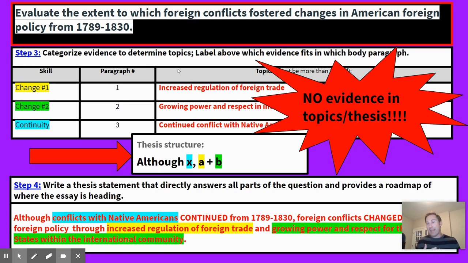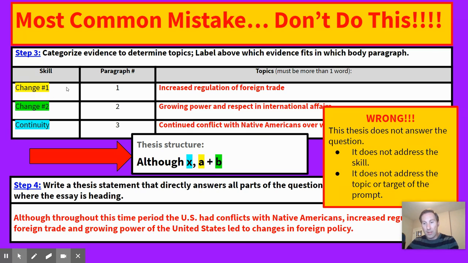All right, so that would cover it. You'll notice once again, I'm using the language of the skill. So not only am I using words like continued and changed, but even when I'm making arguments in my thesis, I'm not saying this led to, this caused, or this was different than. Those are different skills. I'm using words that indicate an evolution or a continuation: increased regulation of foreign trade, growing power and respect. Those are words that indicate change, and that's the kind of language that you want to use when you're putting together your thesis. All right, let's keep going.